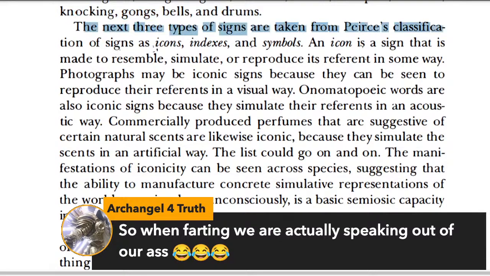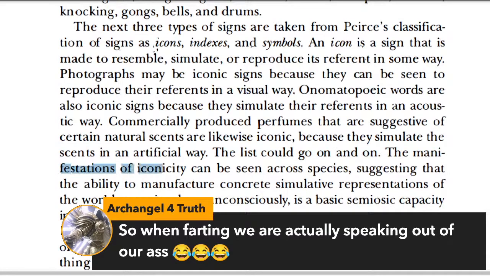The next three types of signs are taken from Peirce's classification of signs as icons, indexes, and symbols. An icon is a sign that is made to resemble, simulate, or reproduce its referent in some way. Photographs may be iconic signs because they can be seen to reproduce their referent in a visual way. Onomatopoeic words are also iconic signs because they simulate their referent in an acoustic way, like achoo. Commercially produced perfumes that are suggestive of certain natural scents are likewise iconic because they simulate the sense in an artificial way. The list could go on and on.